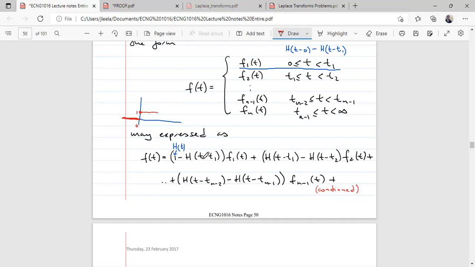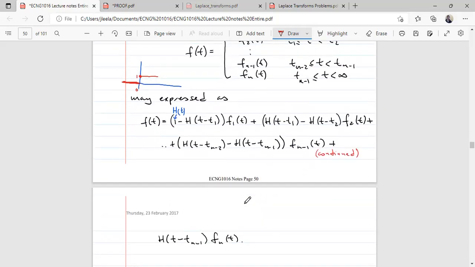And then you have minus H(t minus t1), multiplied by your function here for this piece here, f1(t). And then the same thing happening with the other pieces. H(t minus t1) minus H(t minus t2), the two endpoints, the Heaviside of the difference of the two endpoints by the function in that region. And so on, right? Until you reach all the way up to the last region.